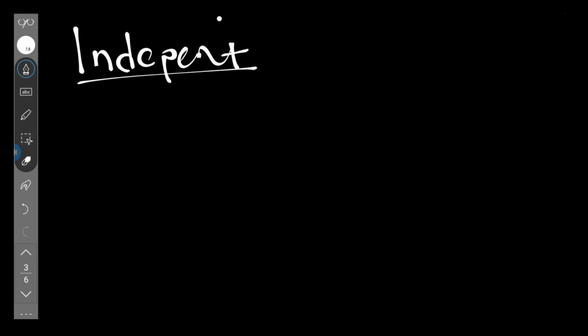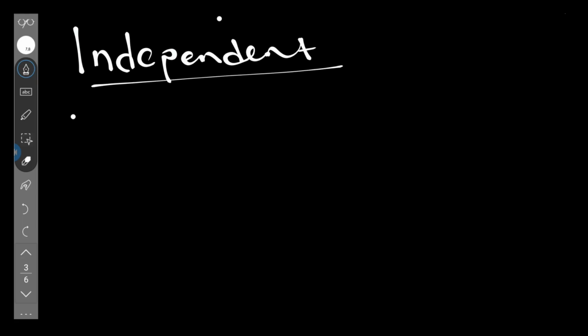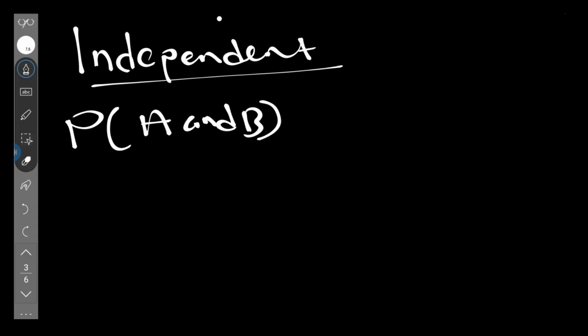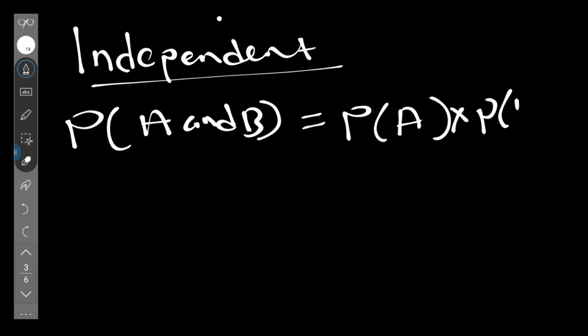So, when events are independent, the formula that we use is P(A and B), which is the probability of A multiplied by the probability of B. And this is the formula that we use when the events are independent. So, bear with me as we do an example.